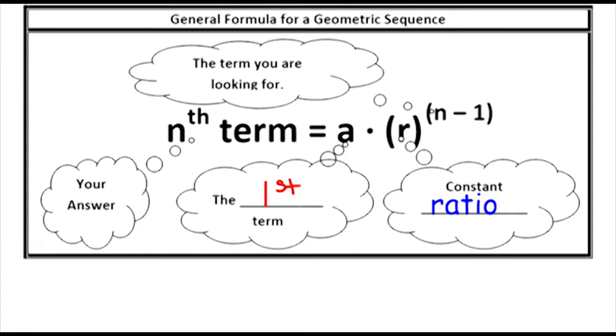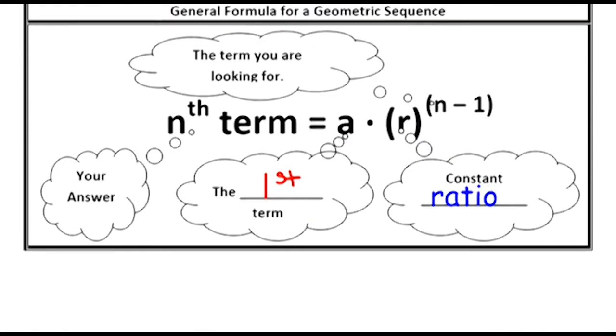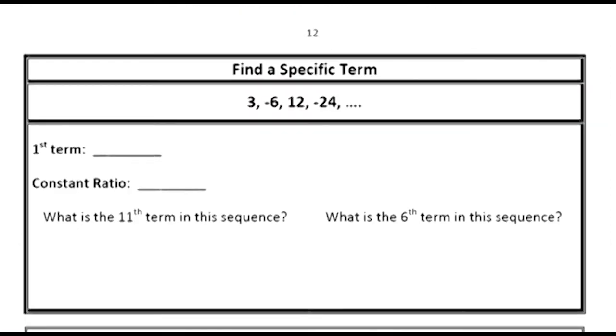Let's try an example together. Start by finding the first term. First term is 3. It's given to us. Find our constant ratio. I do -6 divided by 3. Again, show your work so that way you can pre-plan before you type in the calculator. 12 divided by -6. Oops, that should be -6, sorry. Should get -2 as my constant ratio.